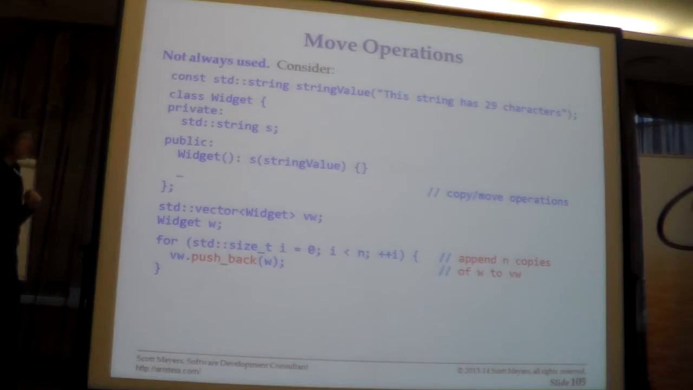So what I want to do is just a little bit of benchmarking. For some number n, I'm just going to do n pushbacks of a widget into the vector. So I'm simply going to create a vector and keep adding new widgets to it. Now remember, a widget is basically just a string.